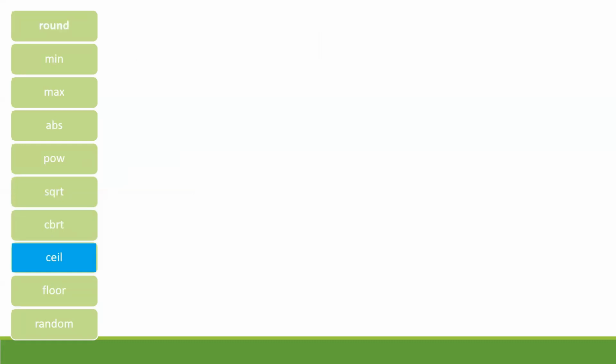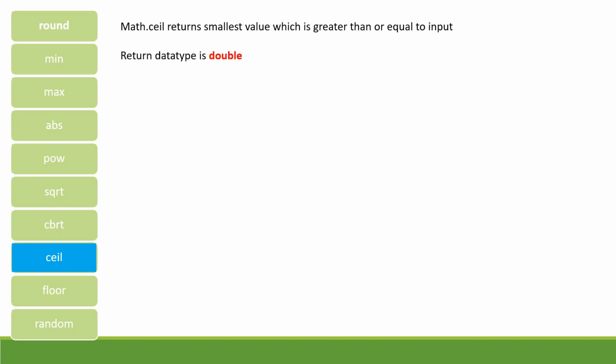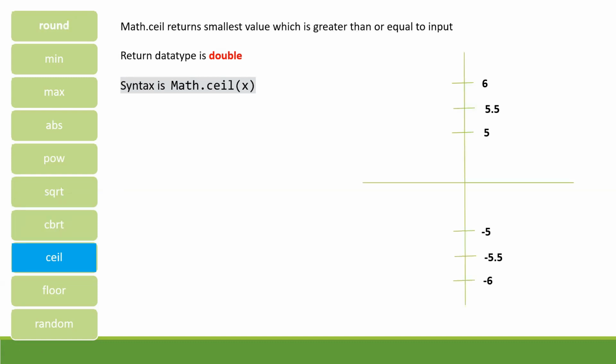Now moving on to the ceil function. What does that return? Math.ceil returns the smallest value which is greater than or equal to the input. Now this is confusing at first, we'll have a look. The return data type is double. The syntax is math.ceil of one parameter, any one input value that you can give. Here you can refer to ceil as ceiling, or looking up. The ceiling is always up, so you always have to look up.